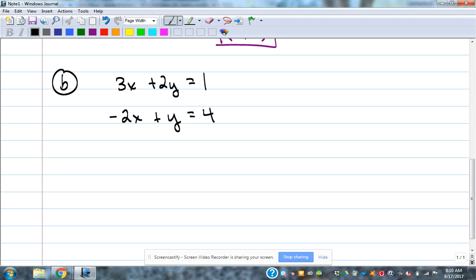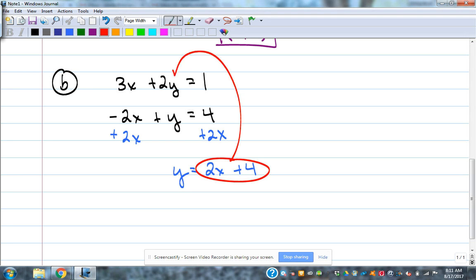Well, this one, we don't have a variable by itself, but we could get one pretty easily, right? With which equation could I get a variable by itself pretty quickly? The second one would be the easiest, right? Because all we got to do is move the 2x, right? How do we move that 2x? Yeah, add 2x to both sides. That's going to be y equals, or I'm going to write it in slope-intercept form, 2x plus 4. And then what am I going to do with the 2x plus 4? Put it in there for the y in the 2y.